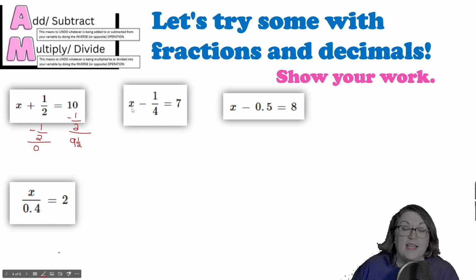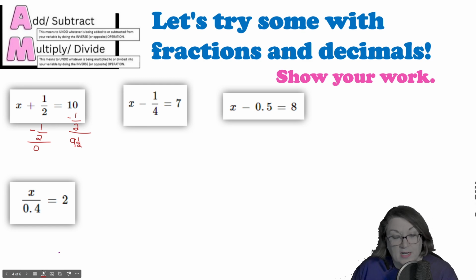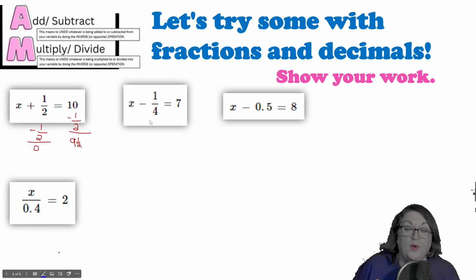Now this one is x minus 1/4. So that means we're going to do the opposite of subtraction, which is to add 1/4.